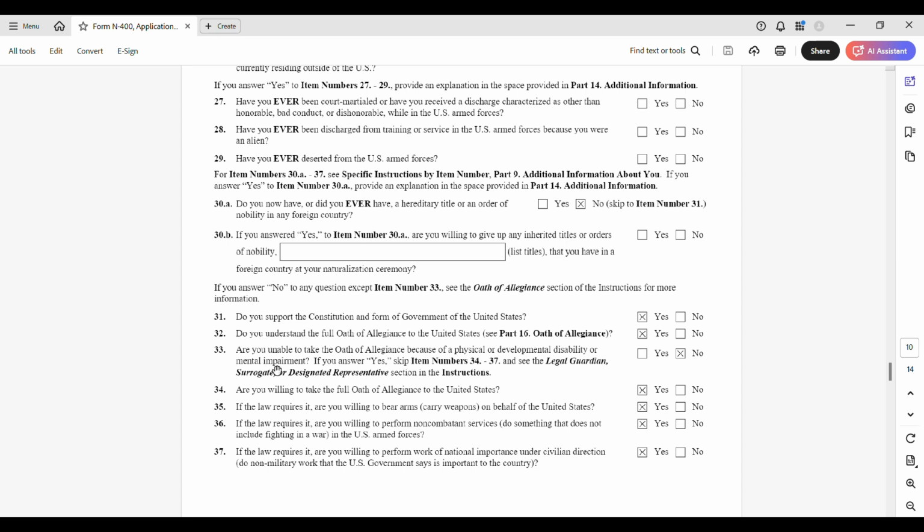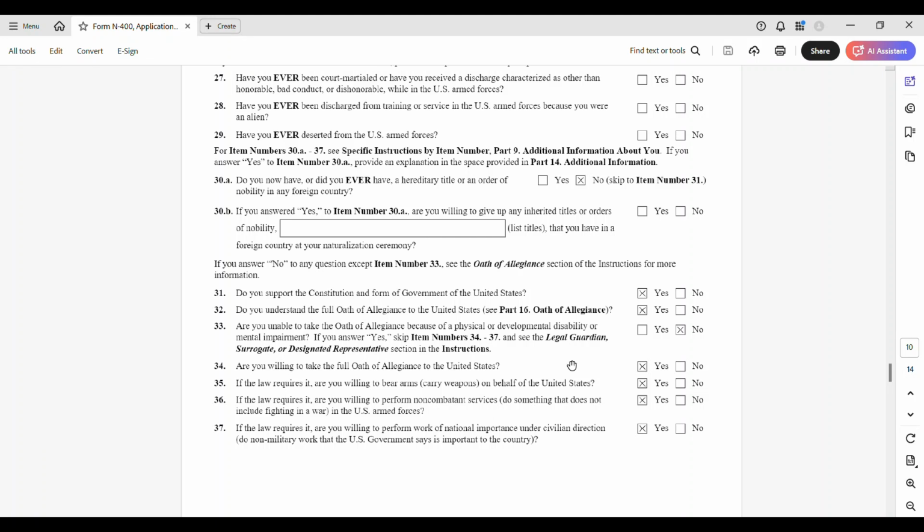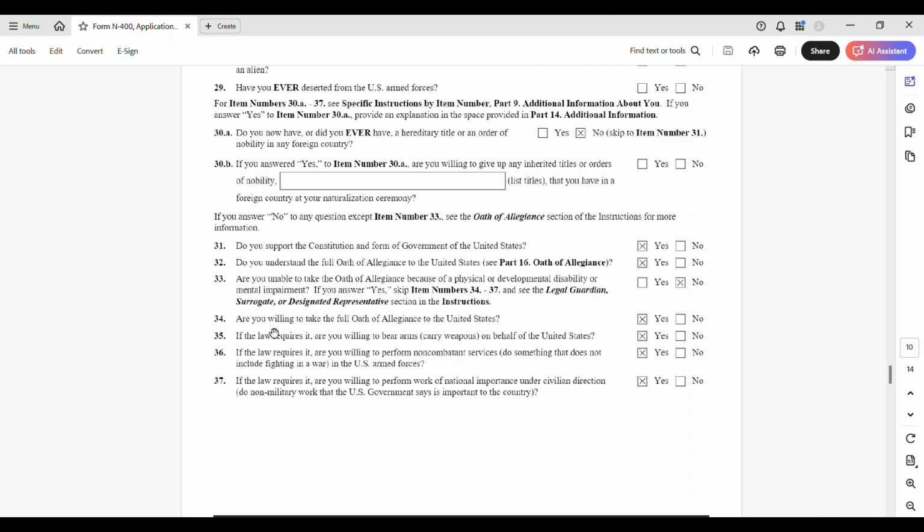33. Are you unable to take the oath of allegiance because of a physical or developmental disability or mental impairment? This applicant is no. If you answer yes, skip item numbers 34 to 37 and see the legal guardian, surrogate, or designated representative section in the instructions. So since the answer is not yes for this applicant, we are going to continue to 34.